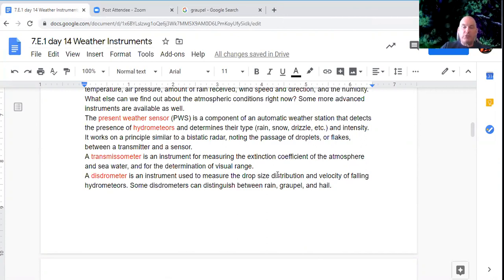So rain size, drop distribution. Basically, this thing tells you how hard it's raining right now, not just is it pouring?